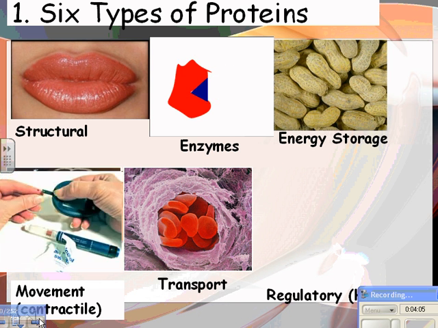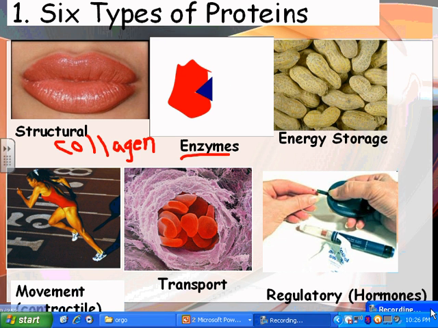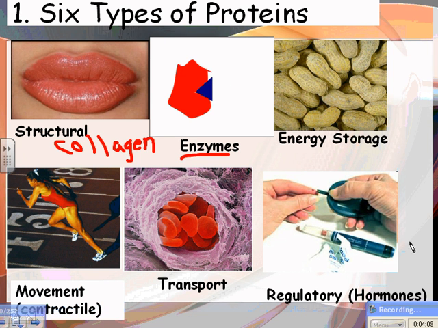And then finally, regulatory, or hormones. This person just pricked her finger, and she's taking a reading of her blood sugar level. So she probably has diabetes, and she wants to see whether she's regulating her blood sugar appropriately. Insulin is an example of a hormone, a protein hormone, and it controls blood sugar.